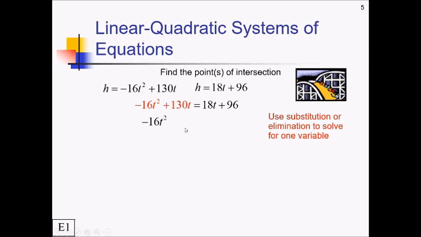That gives me a positive 112t. And then let me subtract 96 to get it over there as well. So now we have 0 on one side. And this is not looking very appealing to try factoring or even use the quadratic formula on. But if you look closely, negative 16, 112, and 96, they're all divisible by a single number.